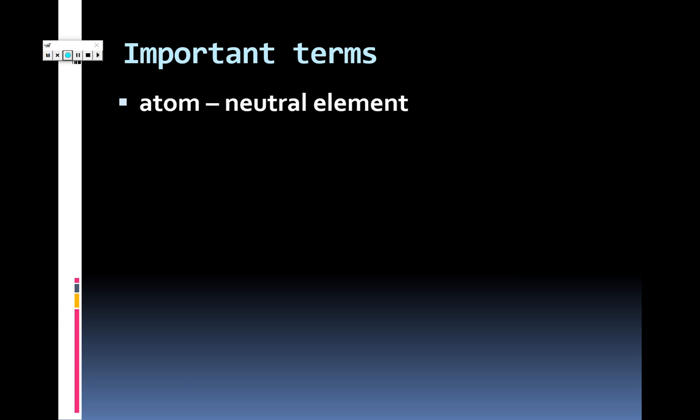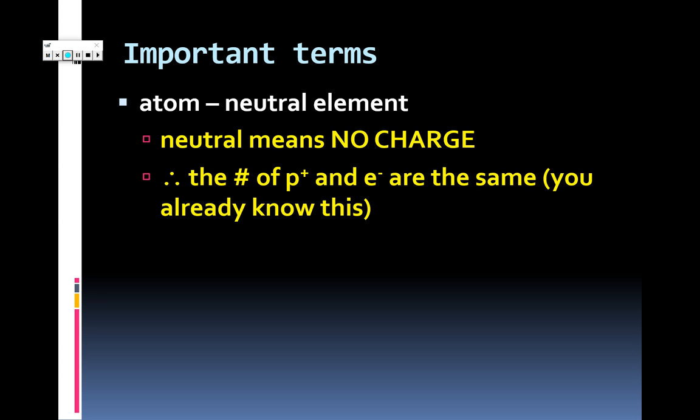So an atom is neutral, no charge. So the number of protons and electrons are the same. When something is yellow, usually that means you have to write it down. But you can decide. If you already know this, you don't have to write it. These are your notes.